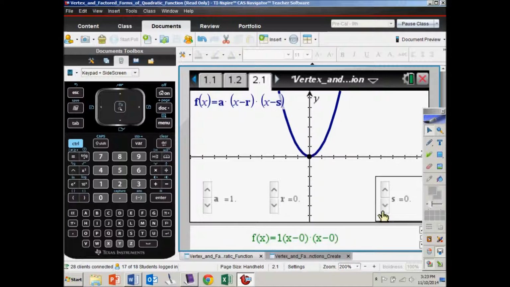Alright, so in factored form, here's the parent function. And when I'm in factored form as the parent function, my a equals 1, my r equals 0, and my s equals 0. Should we change yours too? Yes. So I need to go to 1, 0, 0? Mm-hmm. So this is the parent function. We agree?